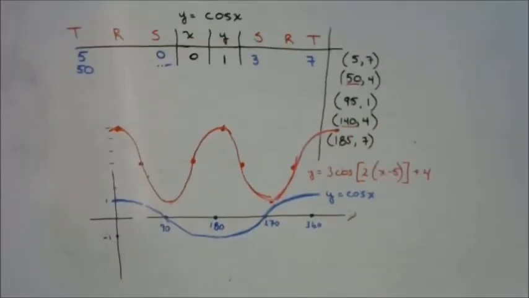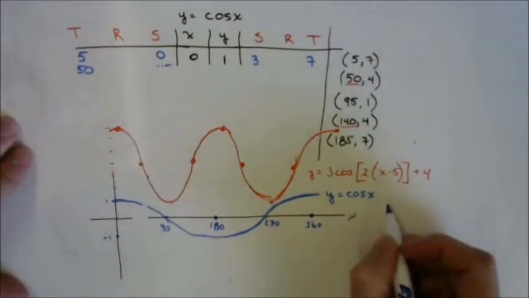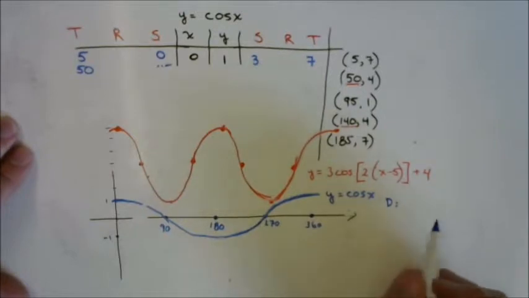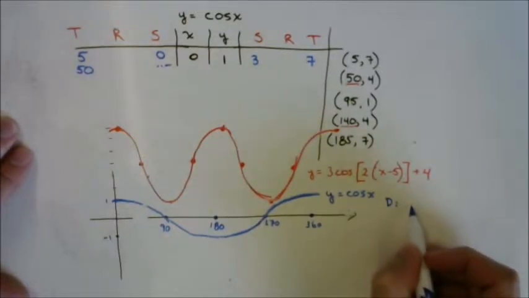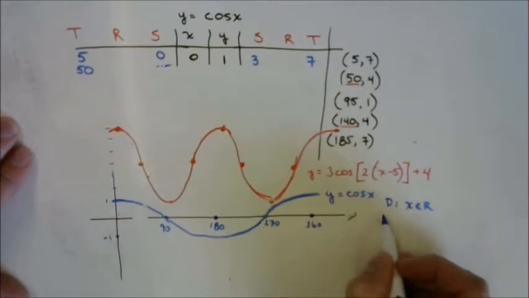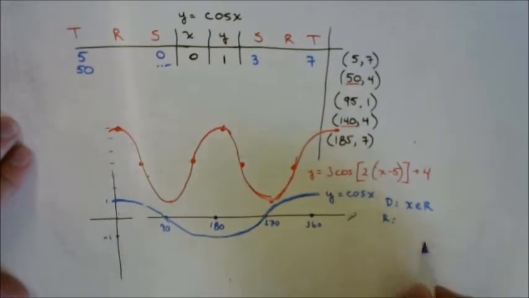Okay, while we're here, let's quickly run through what the domain and range are of each of these functions. Okay, so the blue guy, our original cosine of x, what's the domain? The set of values of x that are used in the function. Unlimited. X belongs to the set of real numbers. Okay, get that language, please. What are the restrictions on y?